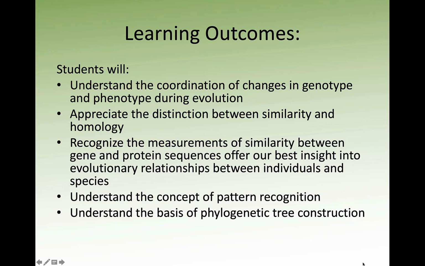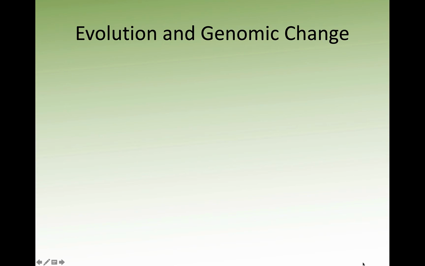They'll be able to recognize the measurements of similarity between genes and protein sequences that offer insight into evolutionary relationships between individuals and species. They'll understand the concept of pattern recognition and the basis of phylogenetic tree construction. So in other words, as we talk about evolution and genetic change, we're going to be talking about what does it mean to put patterns of similarity and differences into an evolutionary context, and why is that important?